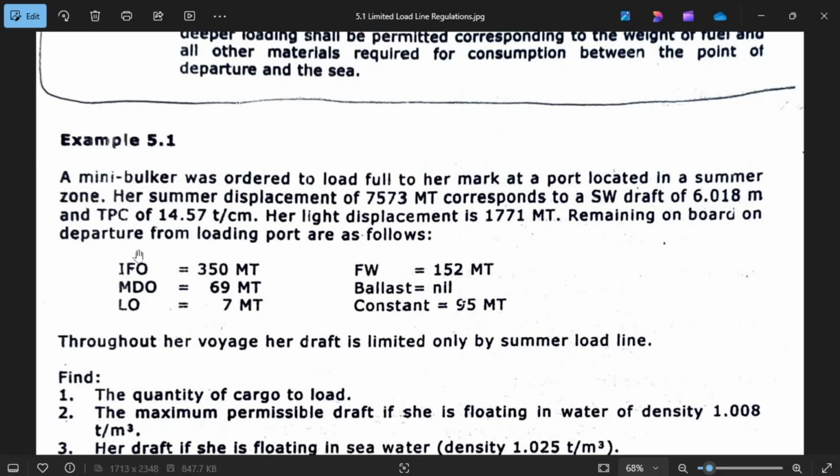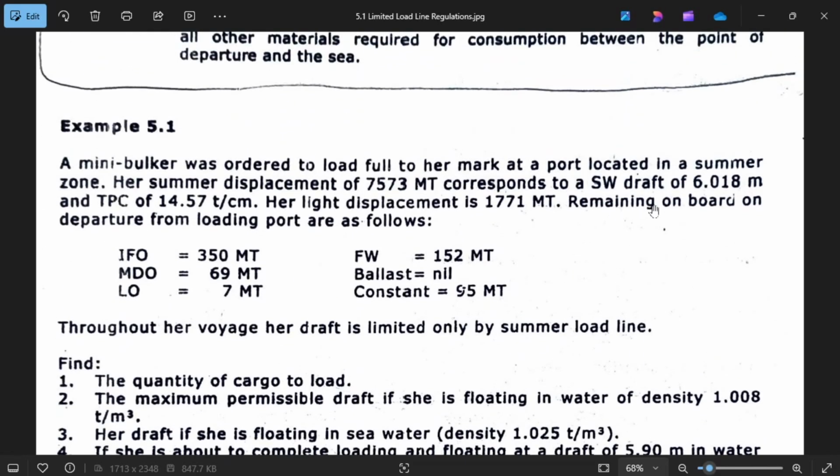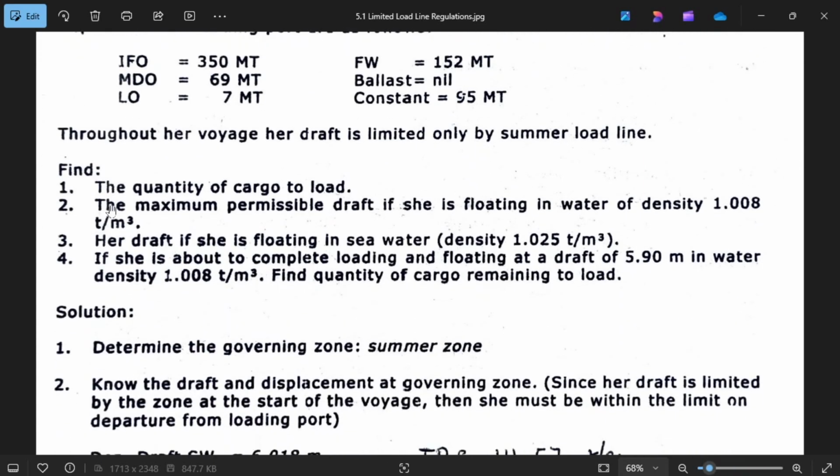Remaining cargo on board on departure from the loading port are as follows. So these are the ROBs, guys: FO 350, DO 69, LO 7, freshwater 152, ballast nil, and constant is 95. Throughout her voyage, her draft is limited only by the summer load line. So throughout her voyage, her draft should be within the summer load line, which is 6.018. Okay, fine. Find the quantity of cargo to load, or the maximum cargo to load.